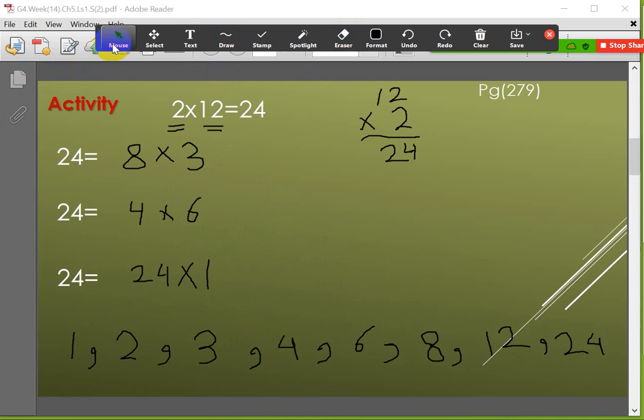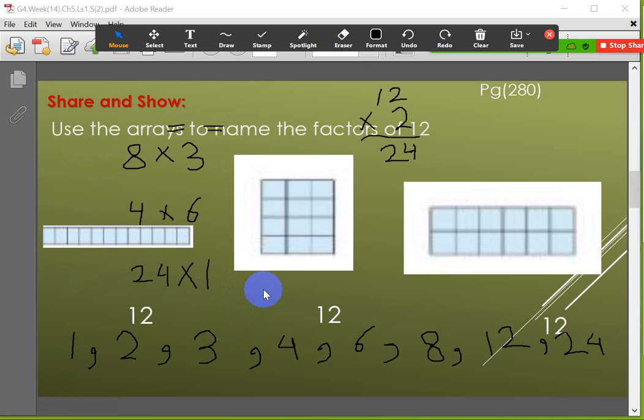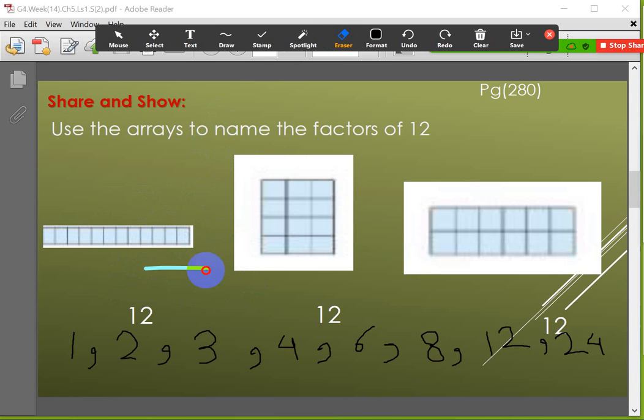Okay, now those lessons will be very easy for you. So, did you finish, girls? Now let's move to the next one, on page 280. Now I will use a model to understand the factors, okay?